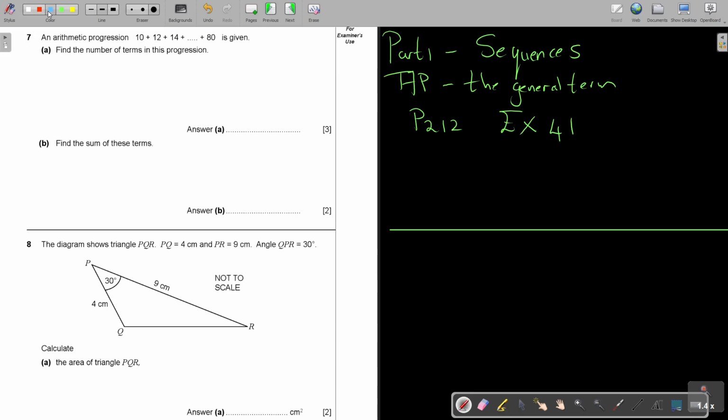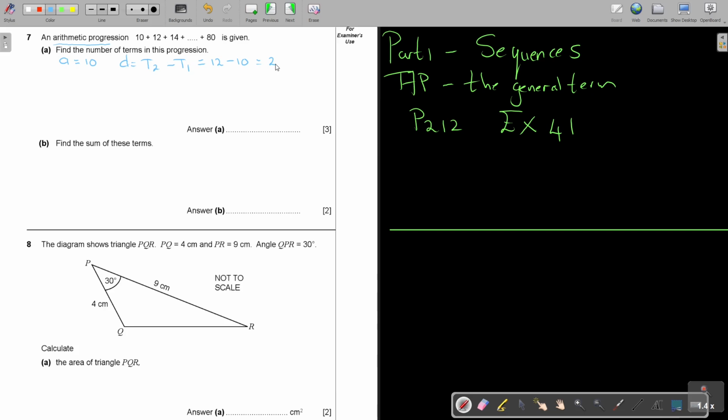Let's start with question A. Find the number of terms in this progression. First, they told you it's an AP, but to find the value of d, the value of a is going to be 10, the first one. The value of d is going to be T2 minus T1, the common difference, and that's 12 minus 10, which is 2. I'm looking for the value of n.